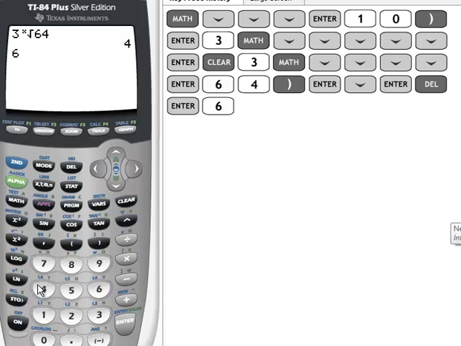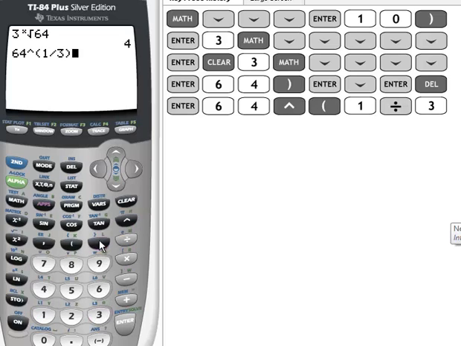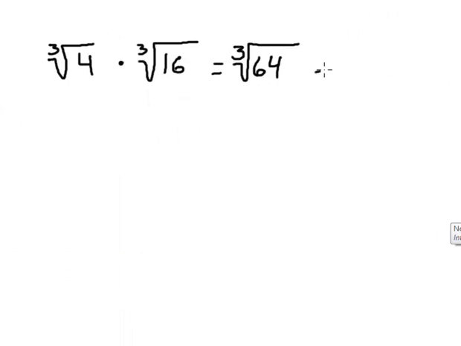Another way I can do it is, since the third root is the same as raising to the 1/3 power, I can raise 64 to the 1/3. Notice I put the 1/3 in parentheses because order of operations says raise to a power before you divide, and I would need to divide first. So that also gives me 4. So the third root of 64 is 4. So this gives me 4.